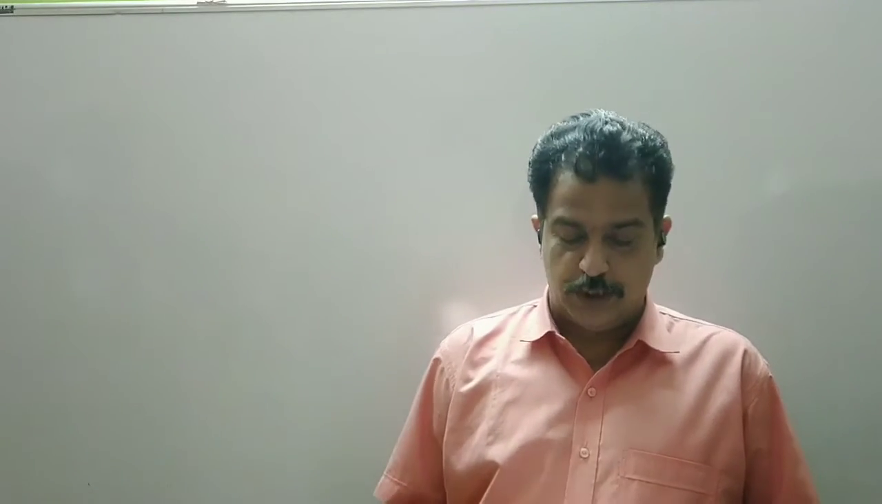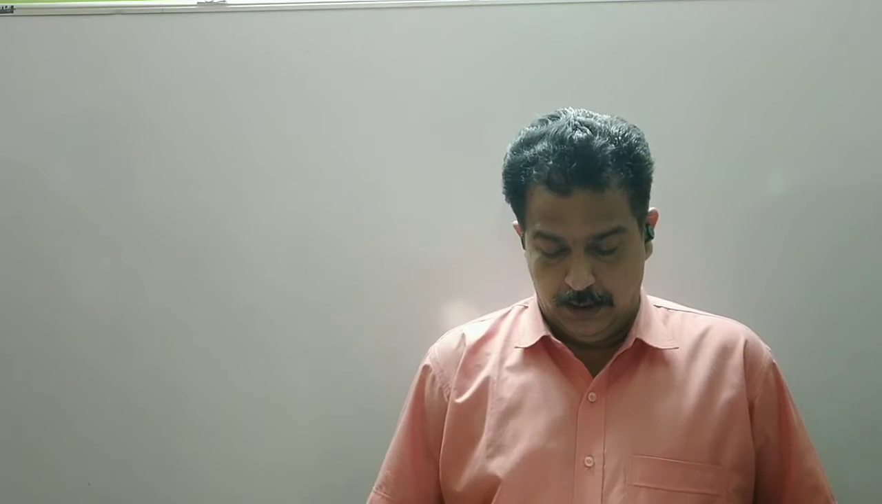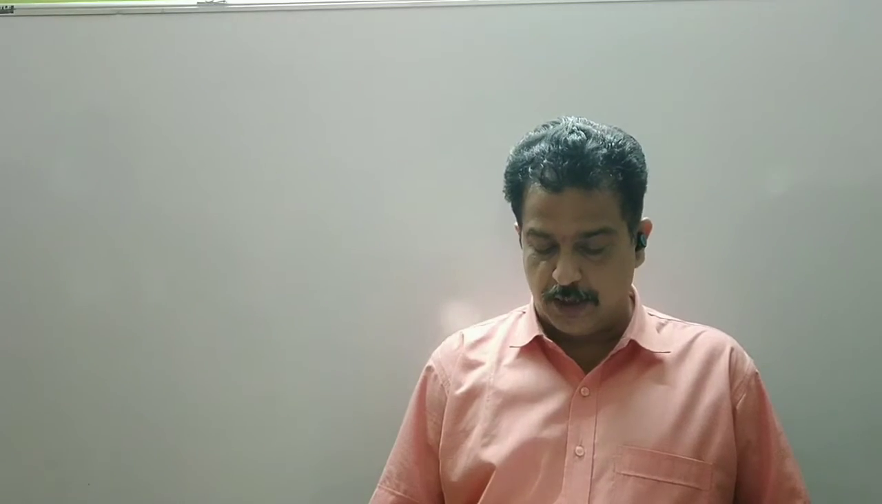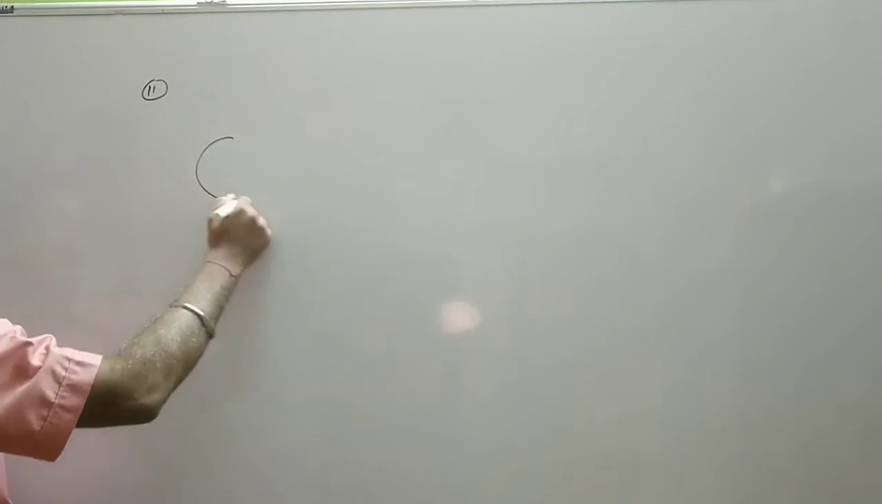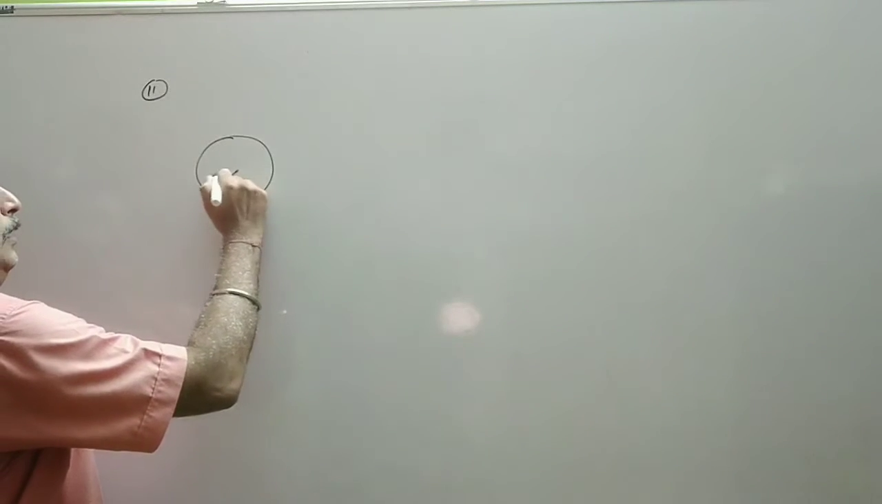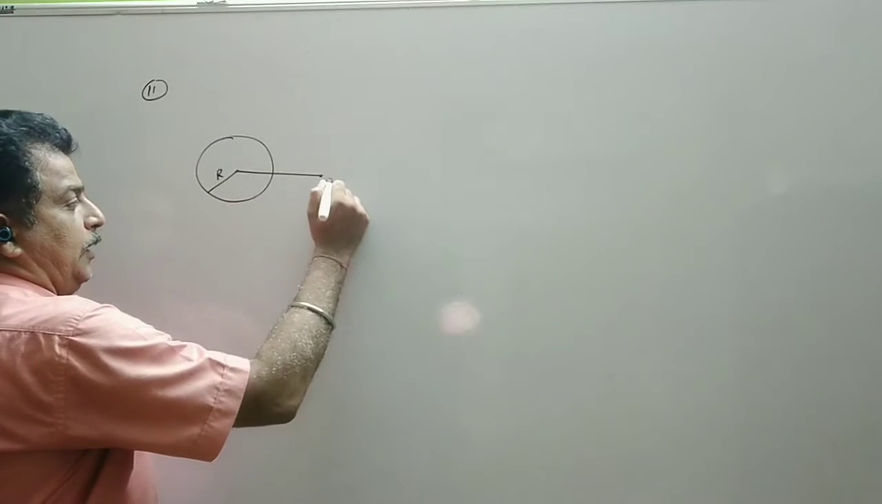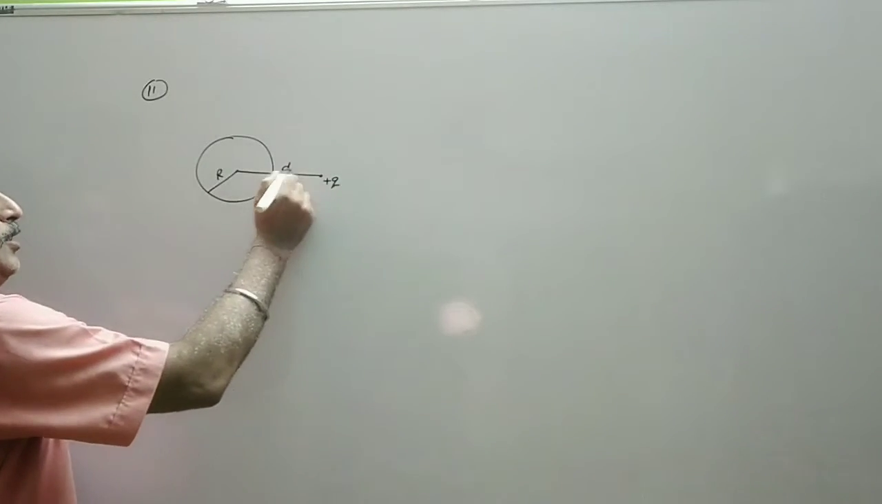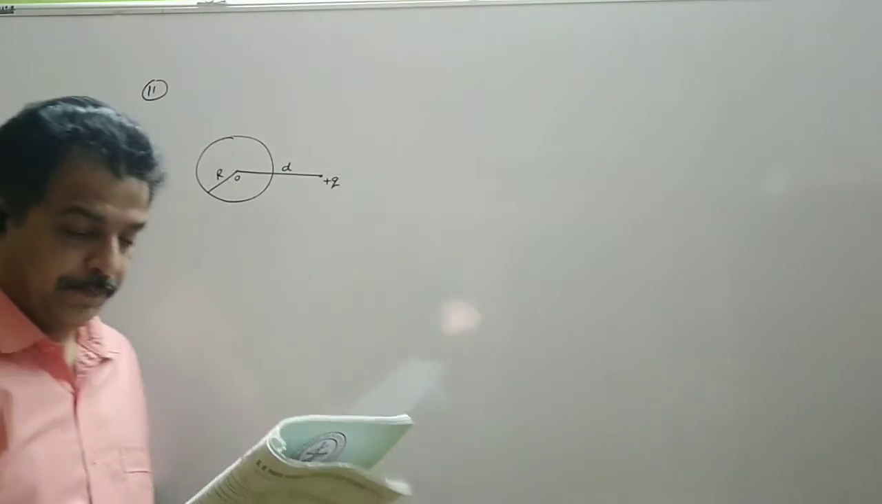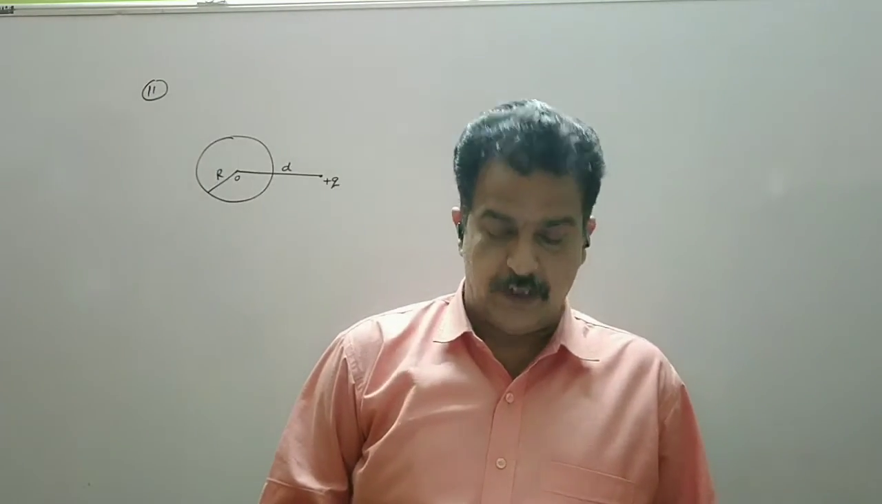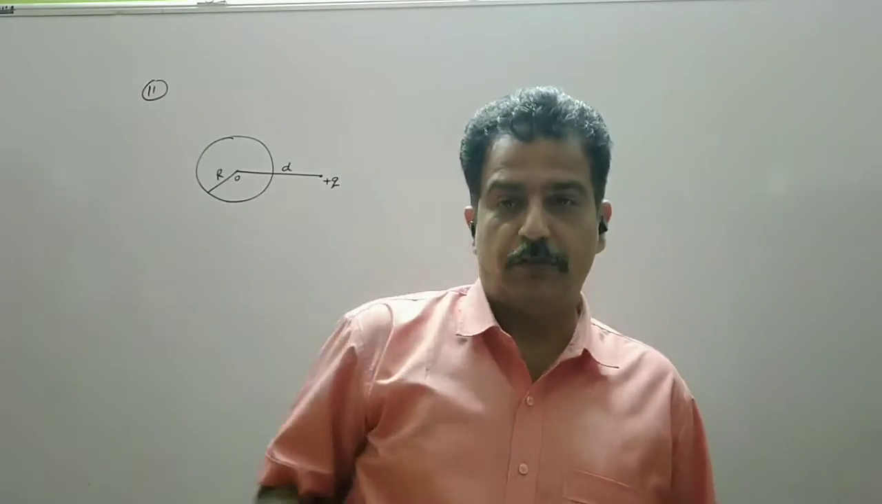Now let us move to question number 11. A point charge Q is placed at a distance d from the center of an uncharged conducting sphere of radius r. So we have a conducting sphere, a conductor having the radius r, and a point charge is placed at a distance d from its center. What is the potential of the sphere?